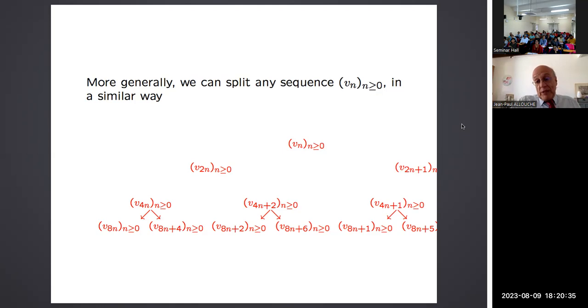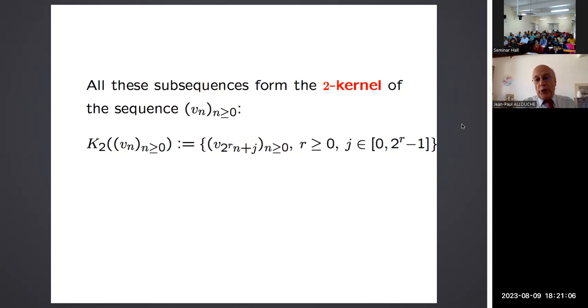And for all the sequences, if the sequence v_n is any sequence, random, complicated, whatever you want, there is no reason why two sequences in this tree should be equal. But it may happen sometimes that, I don't know, maybe v_n+6 is the same sequence as v_2n, possibly. And it may even be worse, in that the set of all the sequences occurring in the tree is actually finite. It may happen. It was the case with the sequence u_n we started from. Okay, so this set of sequences is called the 2-kernel of the sequence you started from.